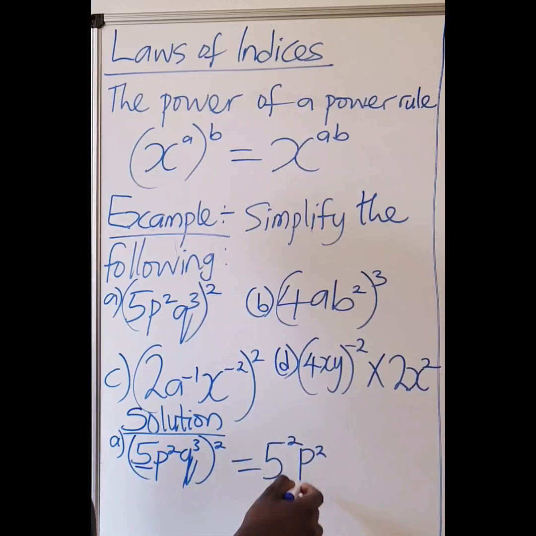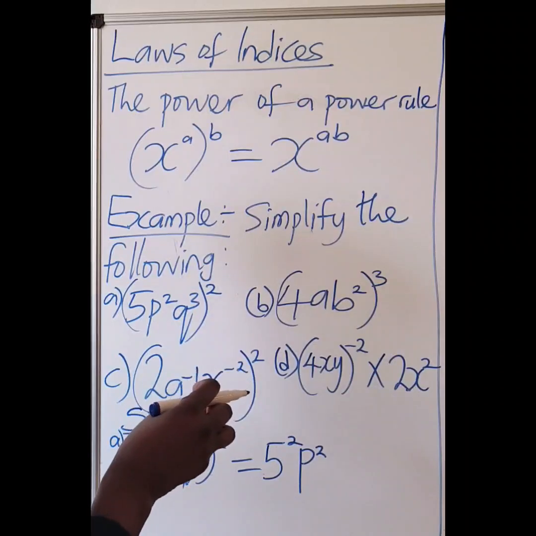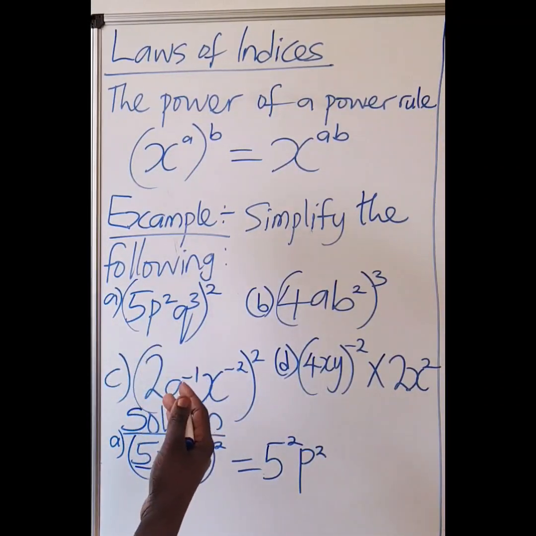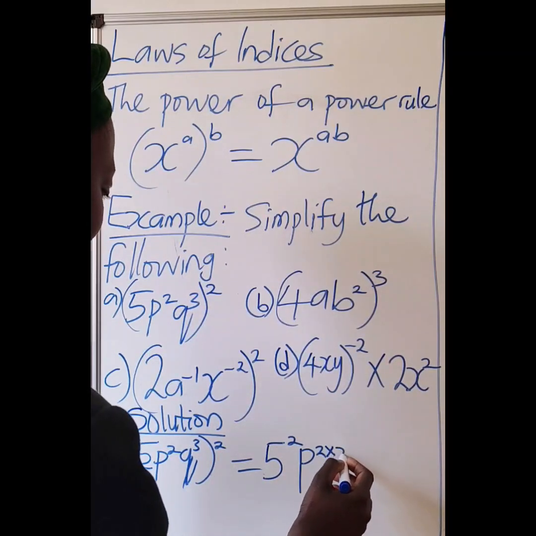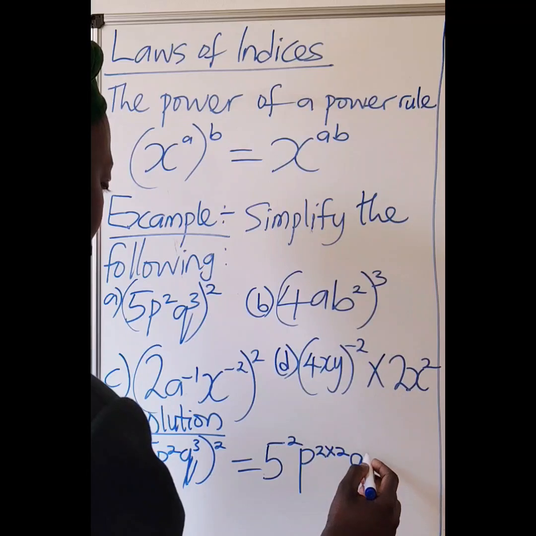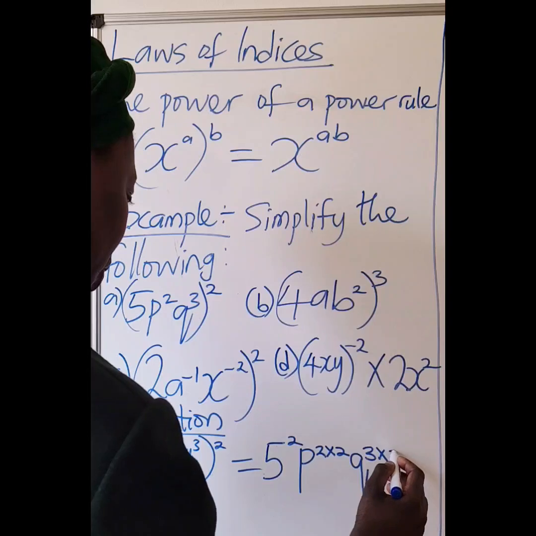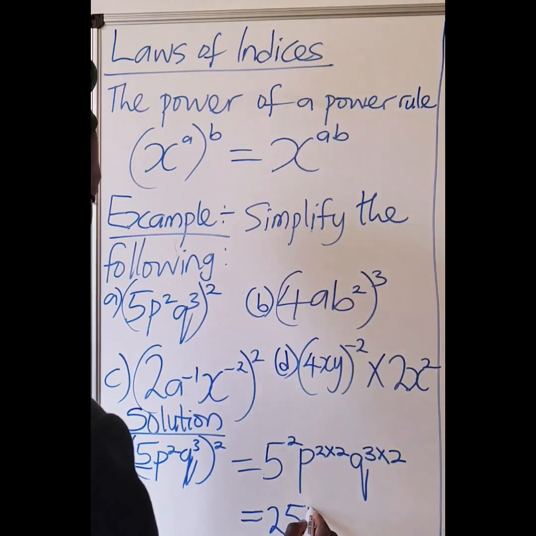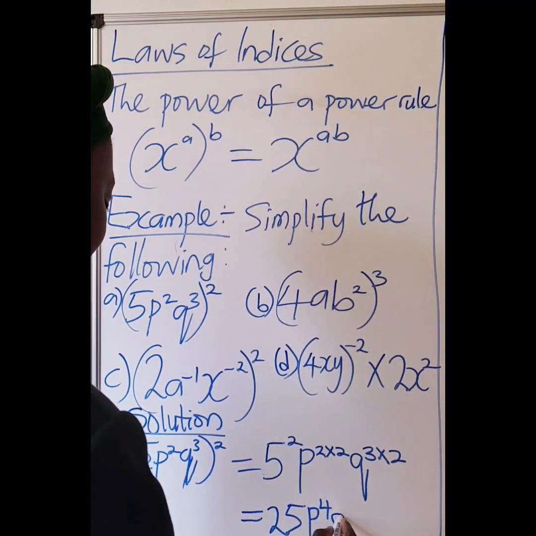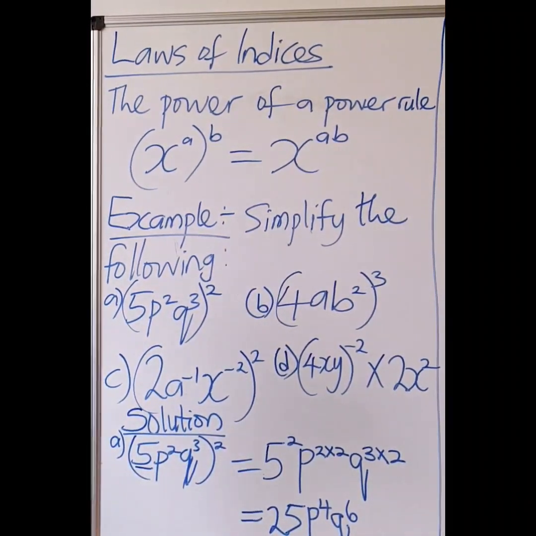And this is where the power of a power rule comes in. P is already being raised to power 2, and with another 2 outside, it will be 2 multiplied by 2. And also q has the power of 3 already, to be multiplied by 2. So 5 raised to power 2 is 25, p raised to power 2 by 2 is 4, and q raised to power 3 by 2 is 6. So for number 1, we are good to go.